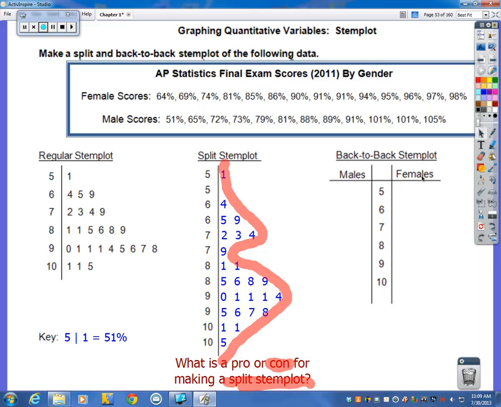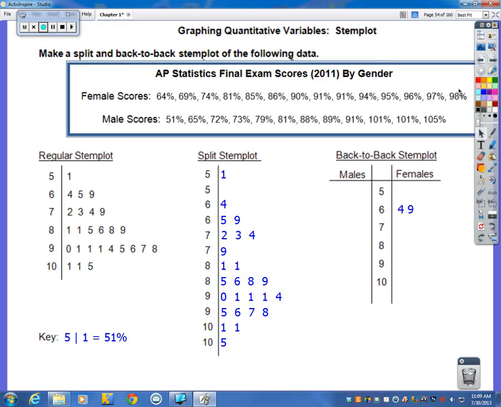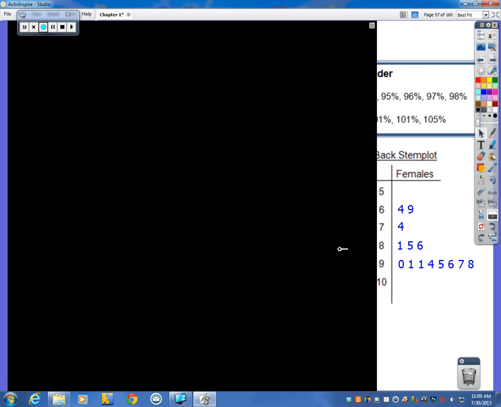And then we have another variation called a back-to-back stem plot. Now if I really want to split up my males and females here, notice I got my stems going in the middle, and then I have my two categorical variables of males and females. And I'm going to do the females first. And it looks like, let me throw this up, this just looks like a regular old stem plot.